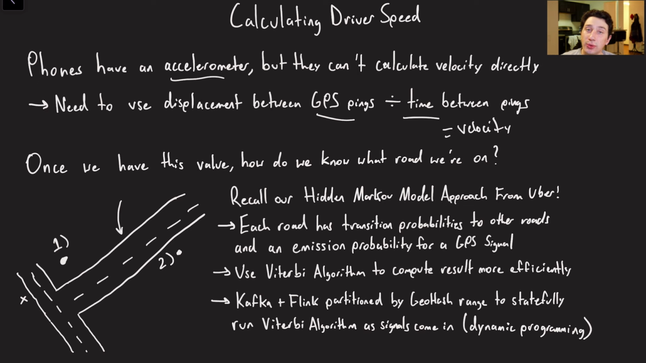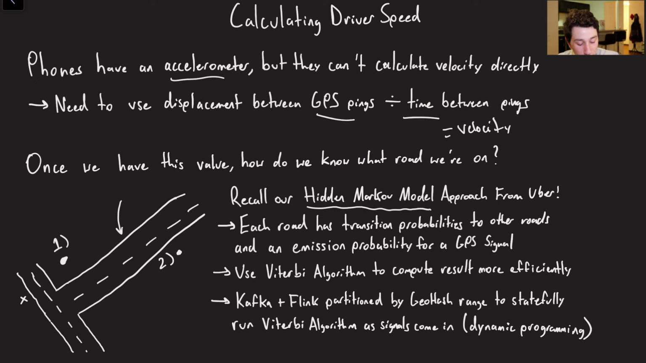Cool. So now we have a value for how fast we're moving, but what road are we actually on, right? Because ultimately we need to attribute the speed to a particular edge in our graph, or else it's useless to us. We need to update the edge on that graph. This is not something I want to go too in-depth on because I already have in the Uber video, and it took me about 30 minutes to do.